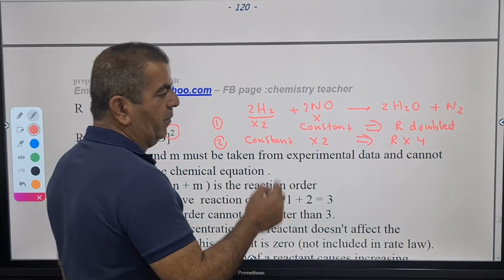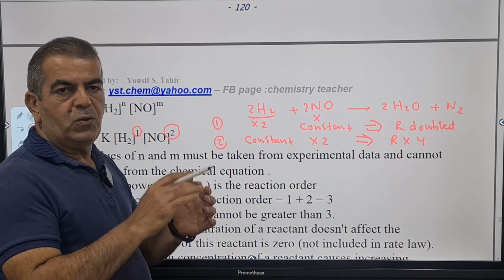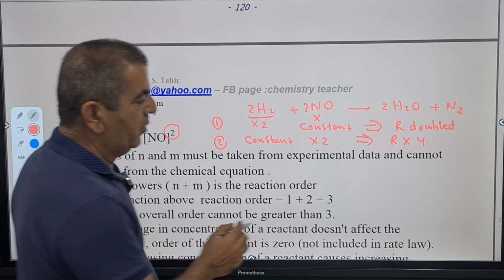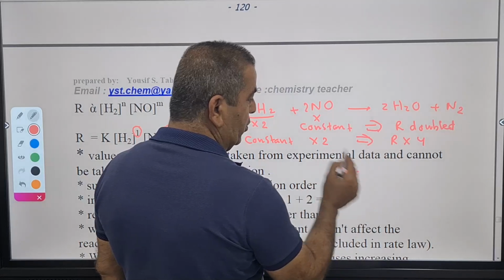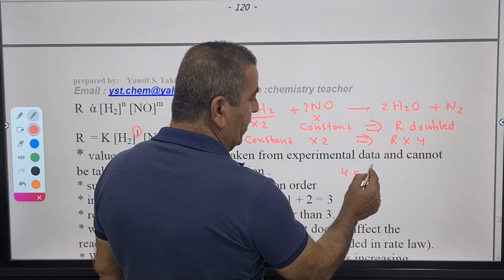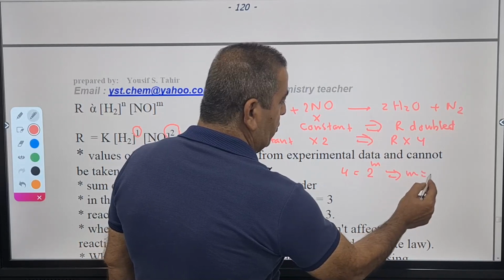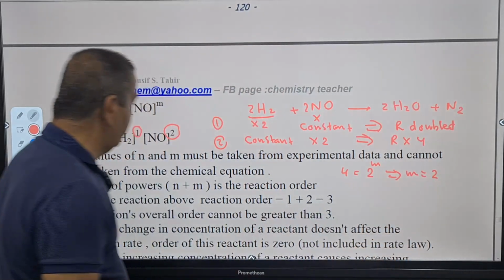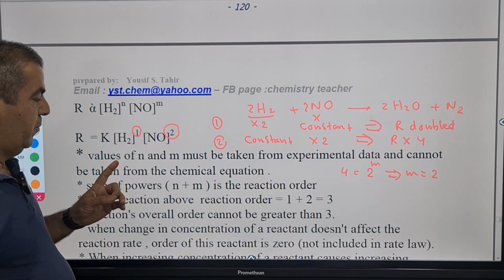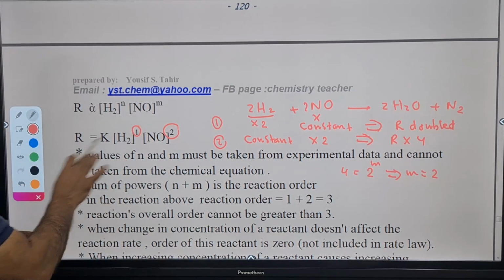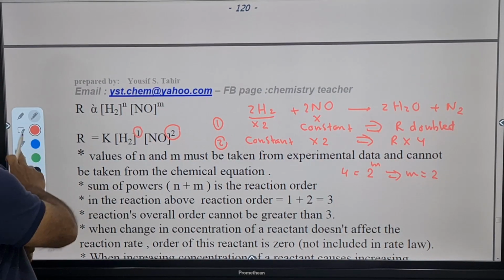So we have multiples of rate equals multiples of concentration raised to a power equal to its order. Because 4 equals 2 to the power m, for example, so m equals what? M equals 2. That's why the power of NO is 2. We have a rule here. We're going to follow it and we can use it for all reaction rate laws that follow.